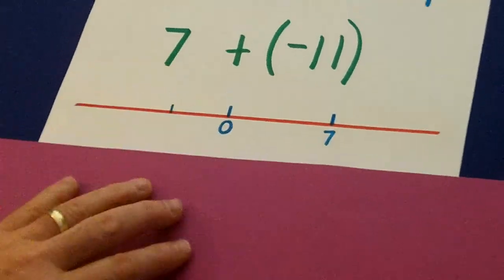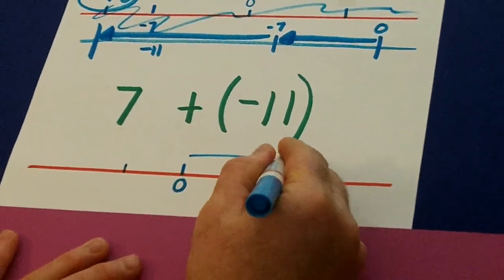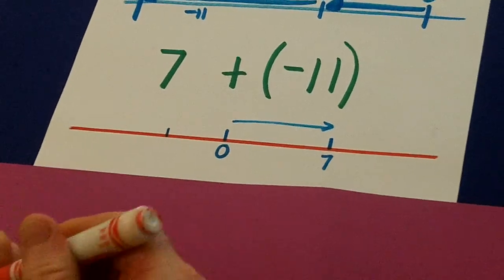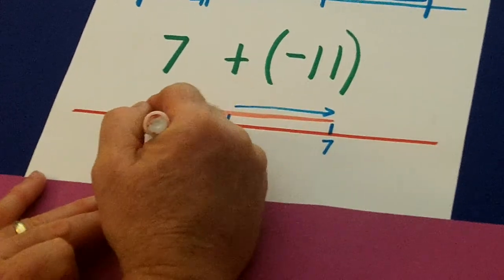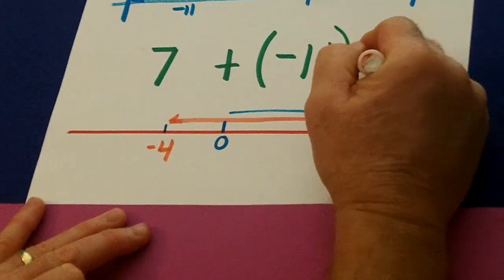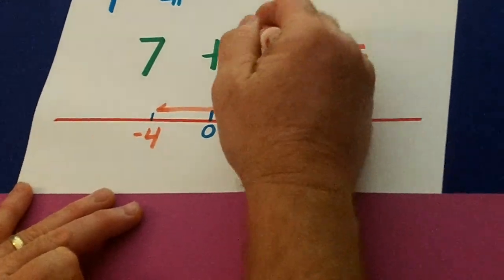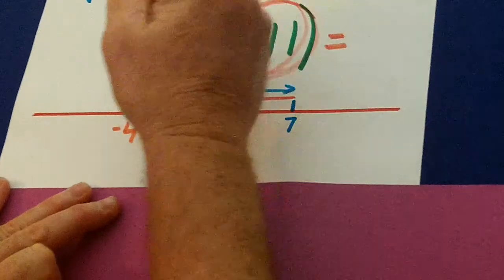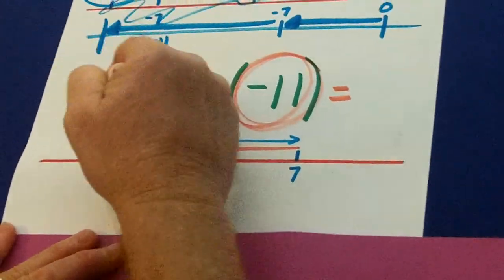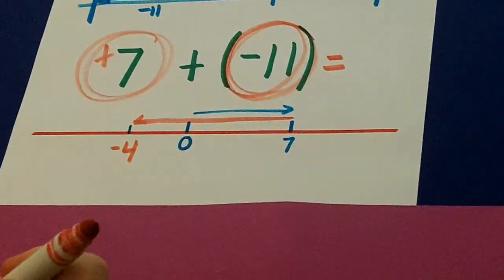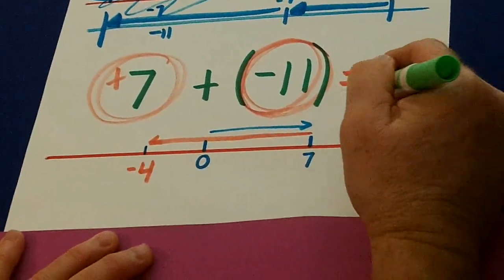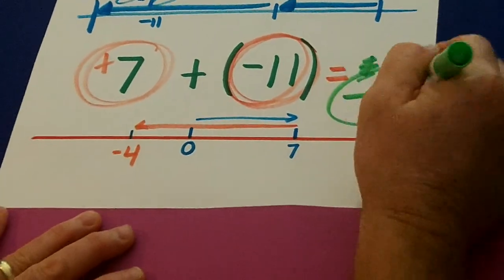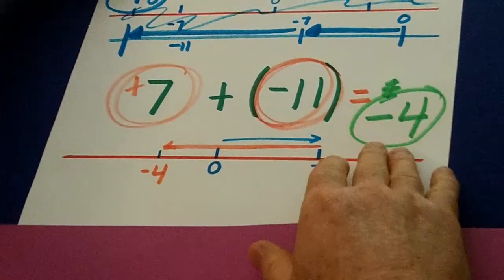Okay. Now, we start out with a +7, but then we go back 11, and what should this take us to? A -4. Once again, if you have one negative and one positive, you can see that the negative number is bigger by 4. -4 is the answer. All right?